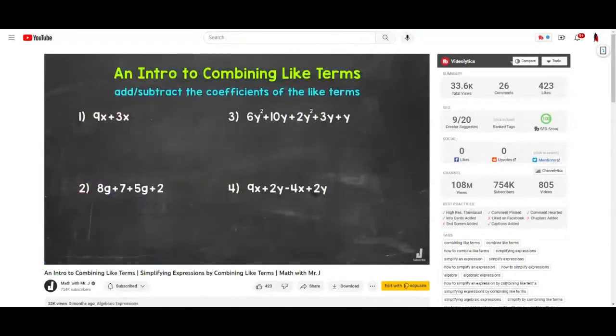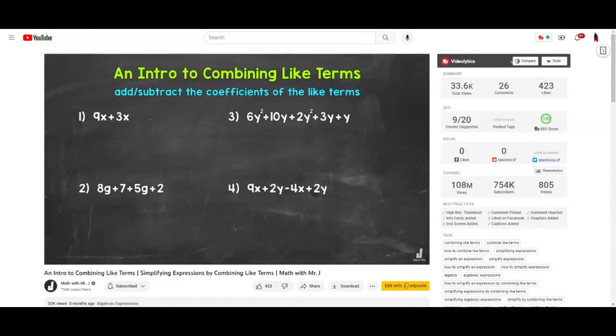In this video, I'm going to go through an introduction to combining like terms. Now remember, like terms are terms with the same variables to the same powers. When we combine like terms, we look for any like terms in the given algebraic expression and combine them into one term. By combining like terms, we can simplify expressions. That just means we can rewrite the original expression in a simpler and easier way to understand and work with.